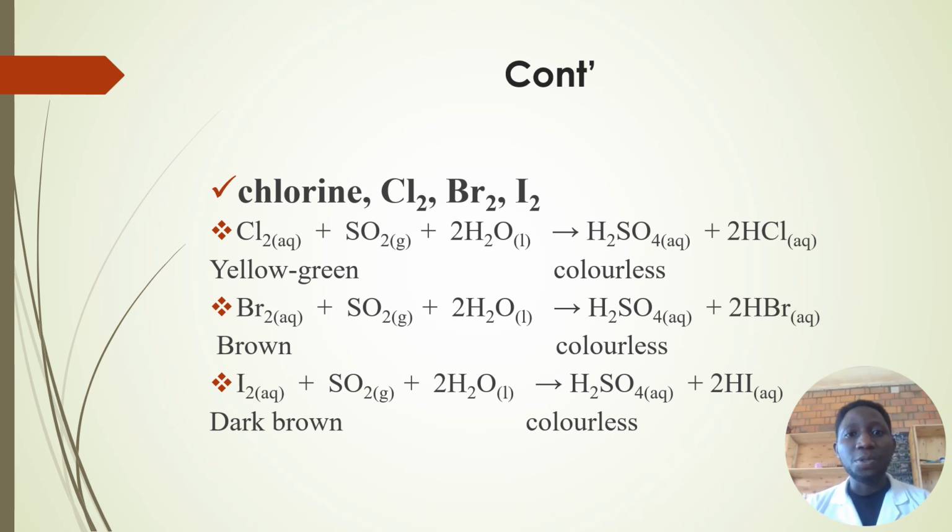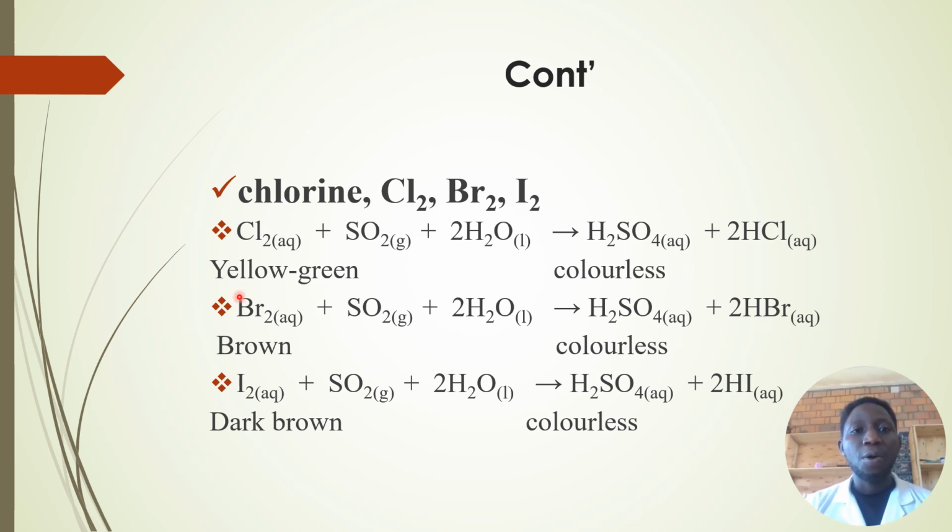Sulfur dioxide also can react with the elements from group 7 called the halogens. This means chlorine, bromine, and iodine. When chlorine reacts with sulfur dioxide in the presence of water, this produces two different acids. In this reaction, we get sulfuric acid and hydrochloric acid. As you see, the color changes. At the beginning, this chlorine has a yellow-green color, but in the product, it becomes colorless.